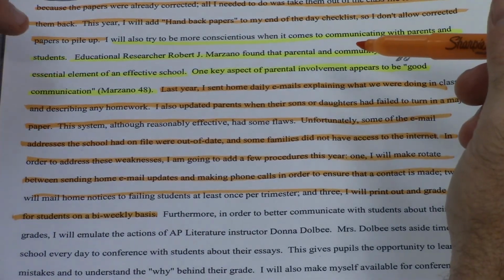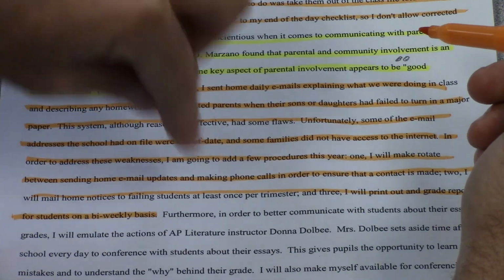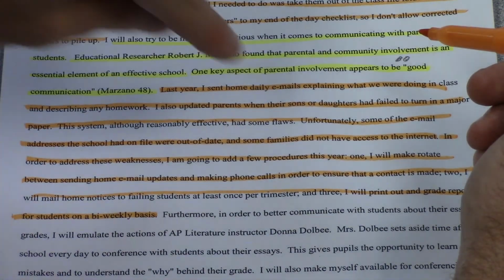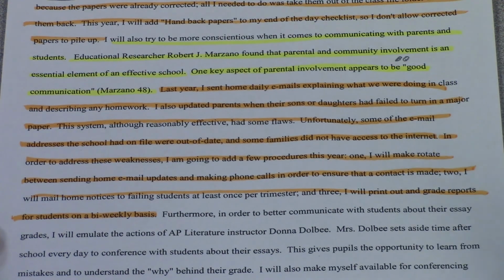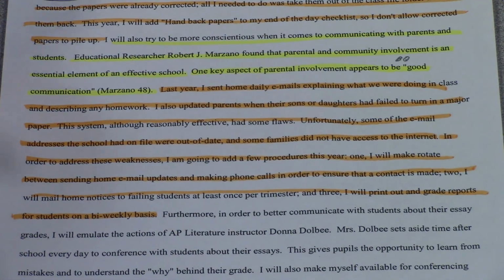So look at your quote, and all I want you to do is discuss how this quote relates to you in two or three or four sentences like I just did here. So go ahead and pause me, take a few minutes, catch up, and explain how this quote relates to you.